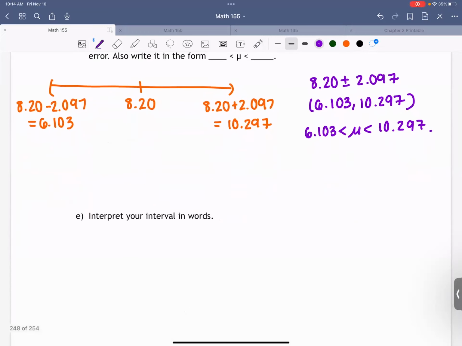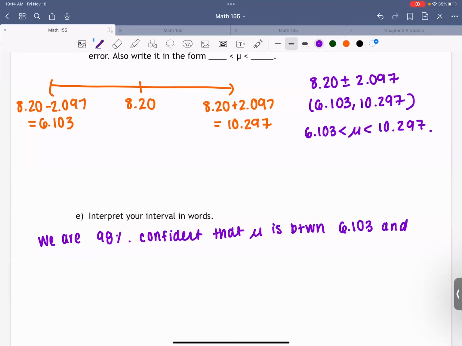Finally, writing the interval in words. It is very important that you say this in the right phrasing. If you don't phrase it correctly, I might have to mark it wrong. I like just memorizing the template. We are, in this case, 98% confident that what we want, mu, is between 6.103 and 10.297. Okay, and that is how we do these confidence intervals.